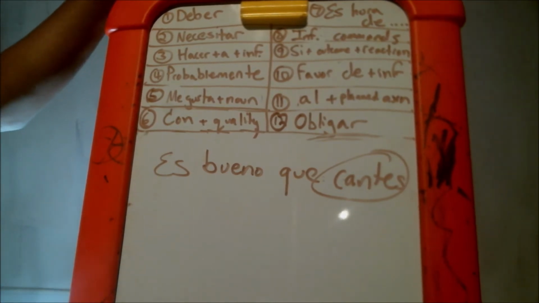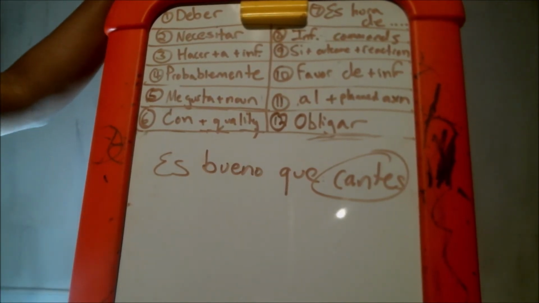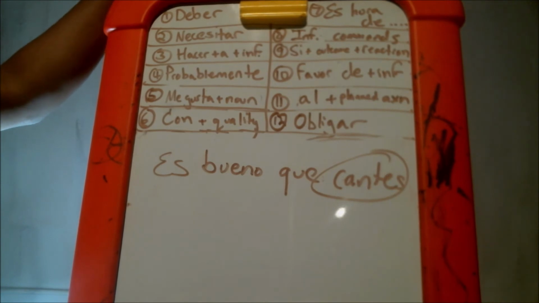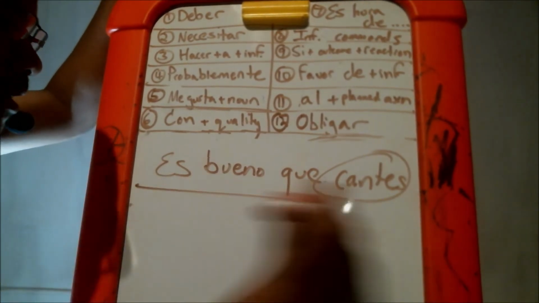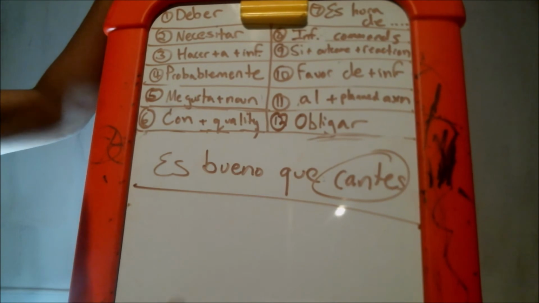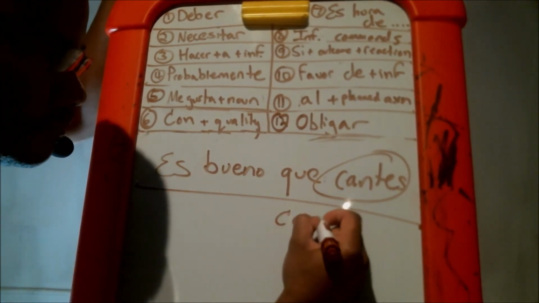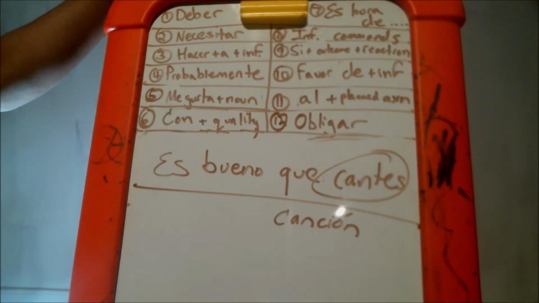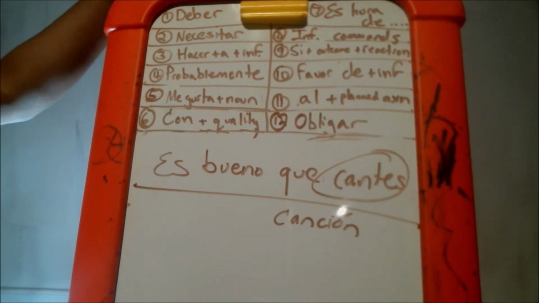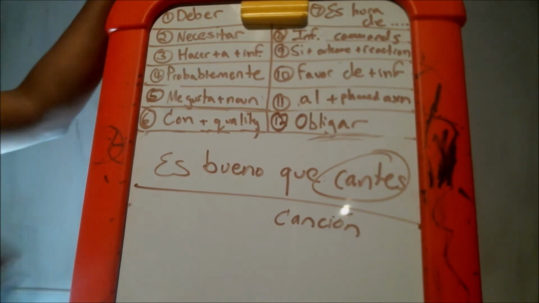So, cantes comes from the verb cantar, which means to sing, right? What's the noun form of sing? It's this right here. Let me draw a line here. The noun form of the word to sing, y'all, is this. Canción. Canción means song. So cantar means to sing. Canción means song. So watch this.